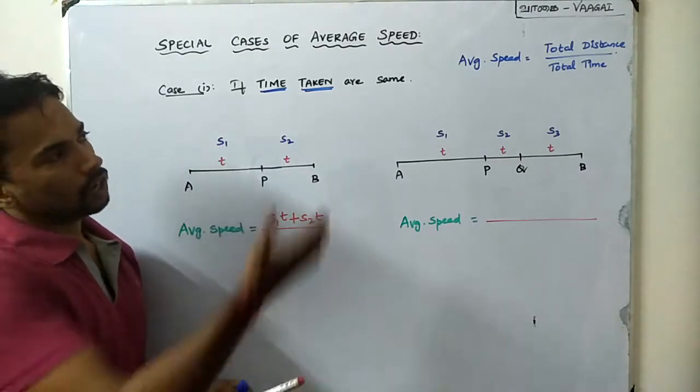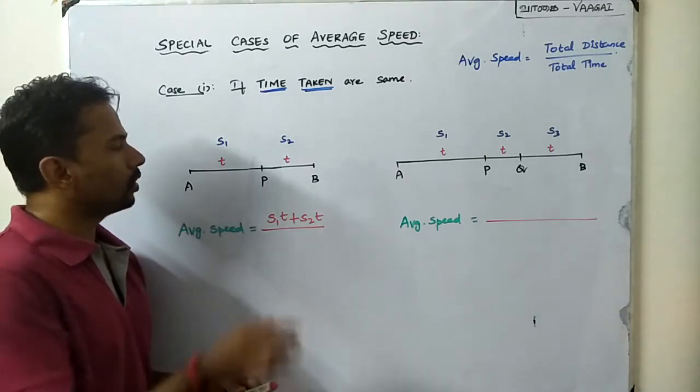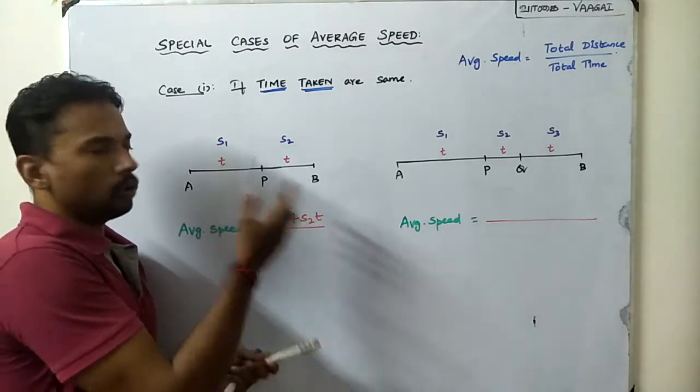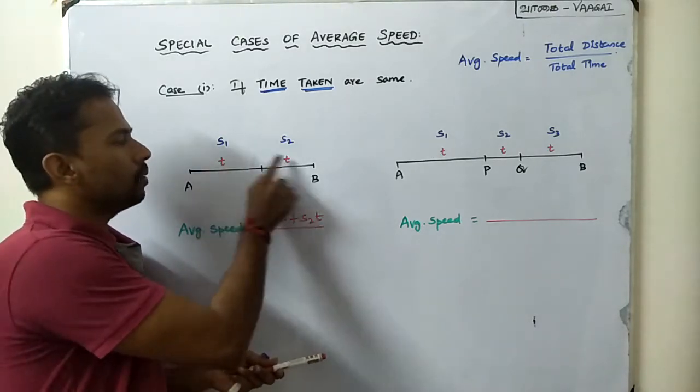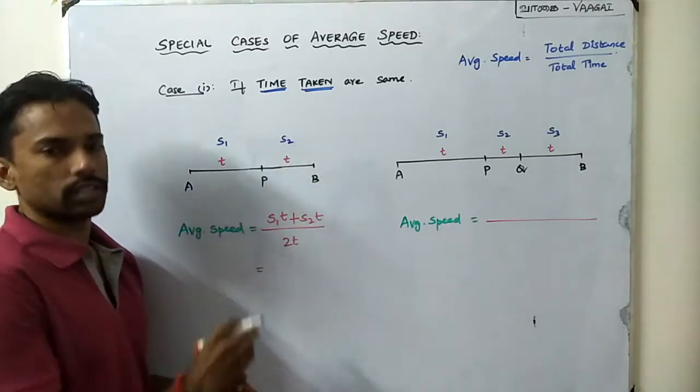Numerator is over. Now come to the denominator. Denominator is the total time taken. We clearly know that each part the time is T and T. So if I want to find the total time, it will be nothing but T plus T, that will be 2T. So let's now try to simplify this expression.